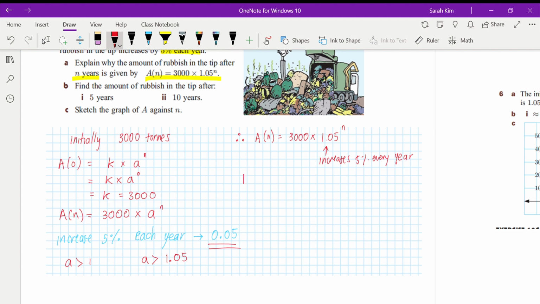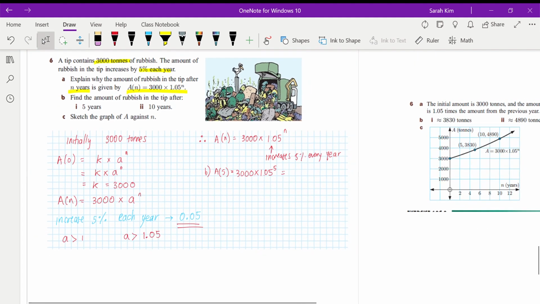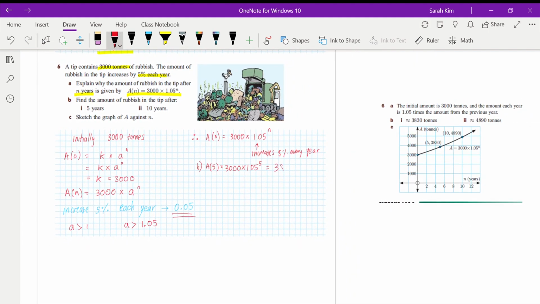Alright, part B. Find the amount of rubbish in the tip after 5 years. Well, that's A of 5. So that's all I've got to do in the calculator. That's 3,830 tonnes. Alright, A of 10 for part two. So that'll be 10. Put it in the calculator. You should get 4,890 tonnes.